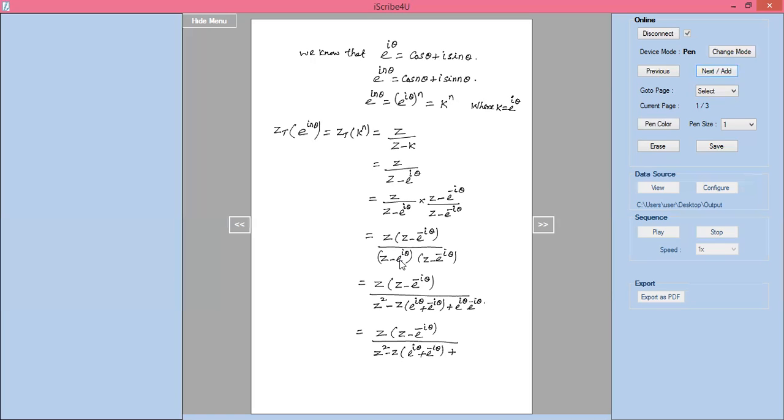e power 0 value should be 1. Directly I am writing that one as 1. Now, what is the left hand side? We know the z transform of e power i theta is there on the left hand side.